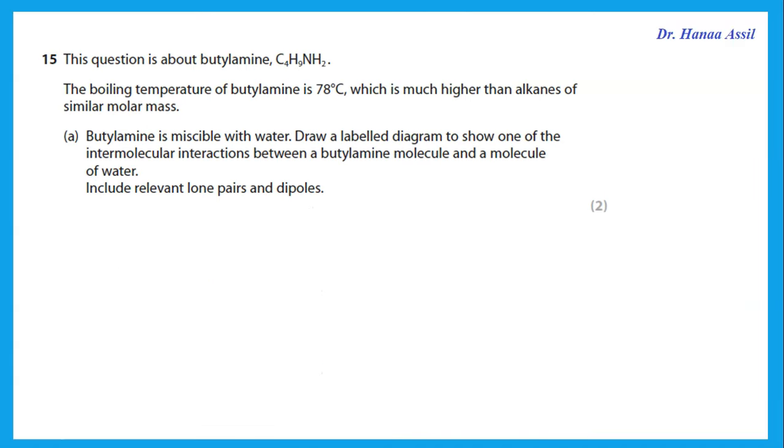This question is about butylamine. The boiling temperature of butylamine is 78 degrees Celsius, which is much higher than alkanes of similar molar mass.